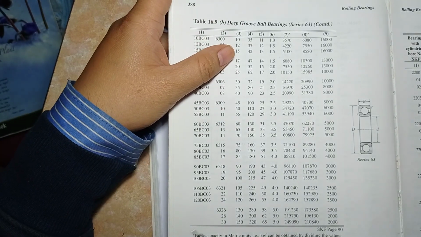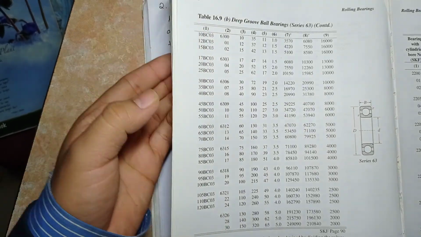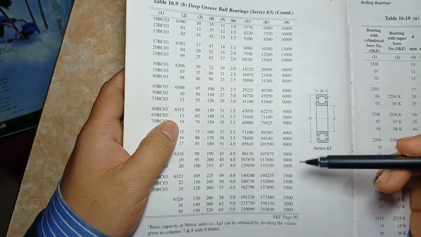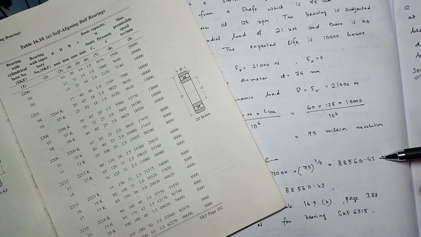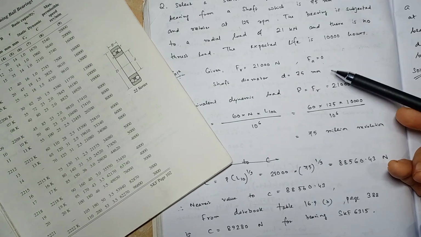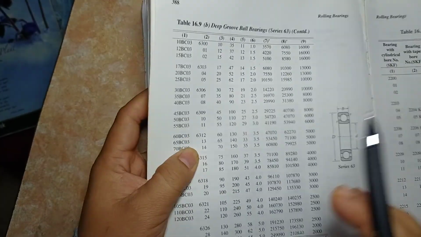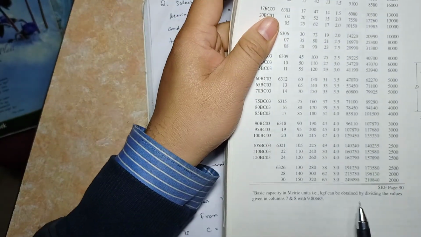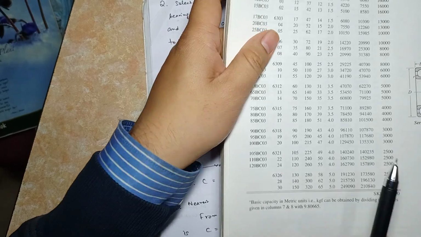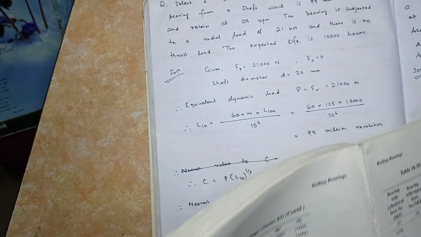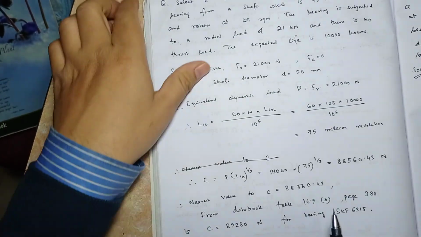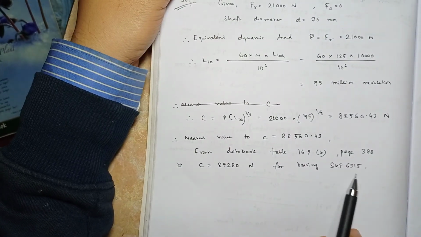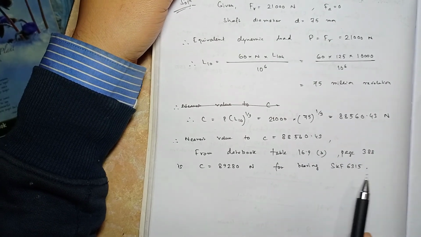Similarly, if we need a value of, let's say, 90,000 or something for 75 mm, and it is not available here, then we have more series, and from that series I have to select it. These are called catalogs. These are the manufacturer's catalog, and from here we select the bearing. This is the bearing selection problem. Now you just have to write, from the data book, this is the table, this is the page, and from here you have selected this bearing. This is SKF 6315.